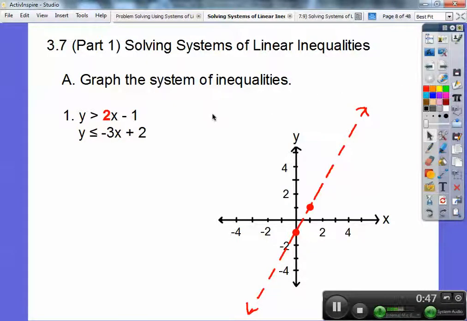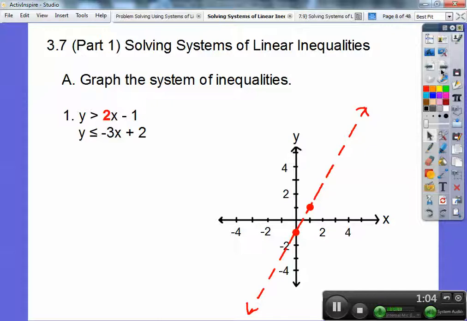Do you remember how we're shading? So 0, 0 is a good point to test. You can test 0, 0 as long as the line doesn't go through 0, 0. If it does, then just pick another point. And if 0, 0 makes this inequality true, then I shade that side of the line.